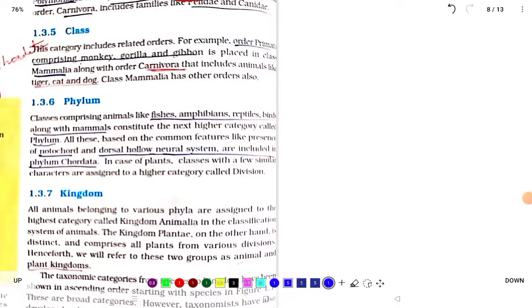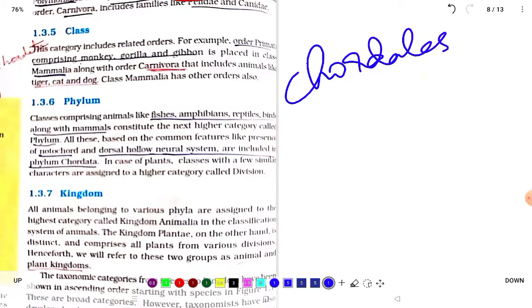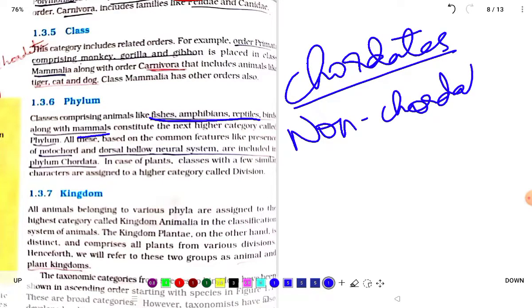See guys, however you will be learning in the animal kingdom that there are two phyla: chordates, which include only fishes, amphibians, reptiles, birds and mammals. In a similar way, there is another phylum, that is non-chordates. Here come the sponges, Coelenterata, Cnidaria, Platyhelminthes, Aschelminthes, annelids, arthropods, mollusca, echinodermata. All these come under this, and hemichordata also comes under this.